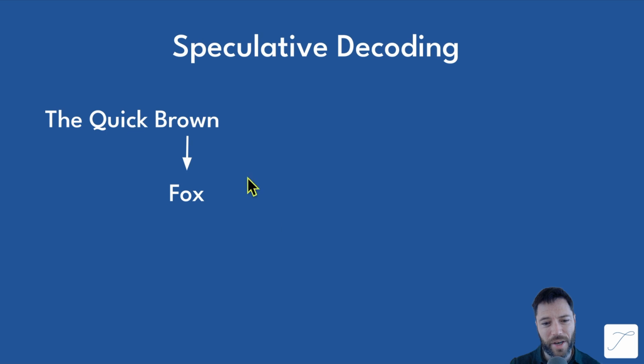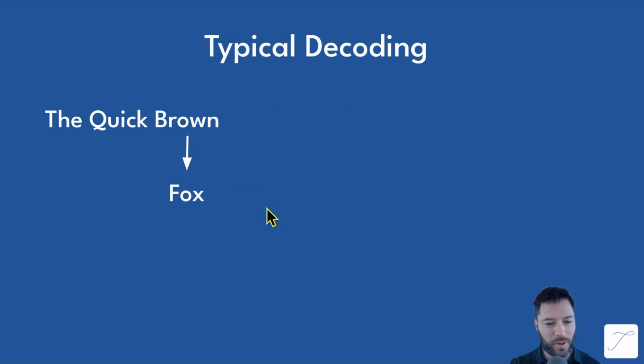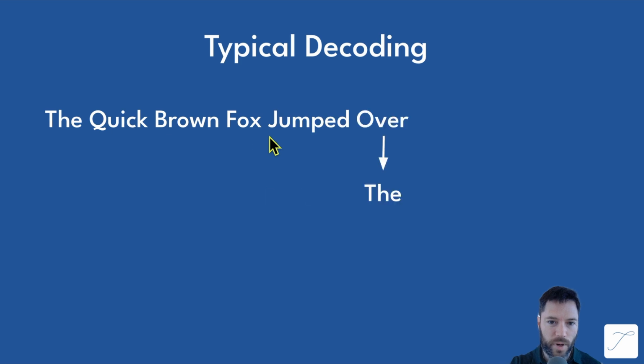Now the reason we can't generate future tokens in normal decoding is because there's no way to calculate the token jumped until we have access to what this token is. If this was dog or if it was bear, then this may not be jumped. So there's no way to calculate ahead. This is the limitation of something that's recursive in nature, or autoregressive.